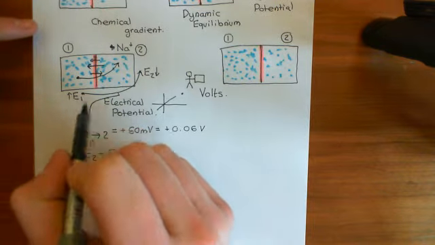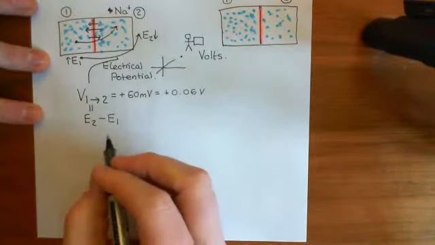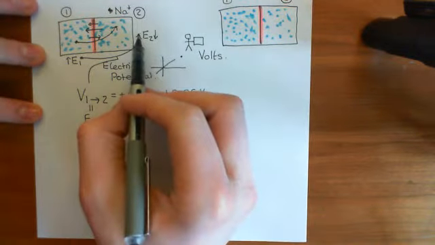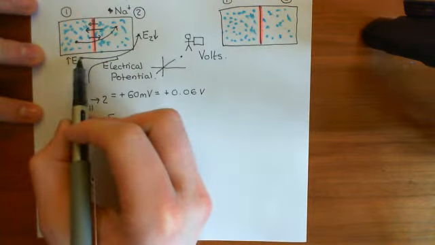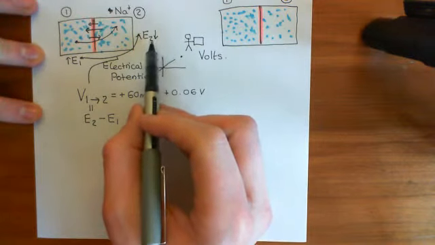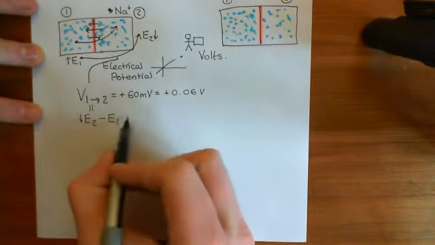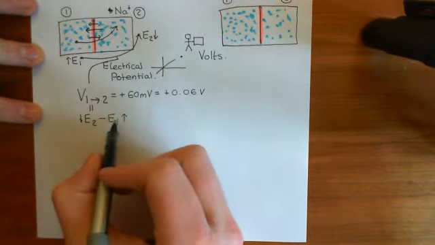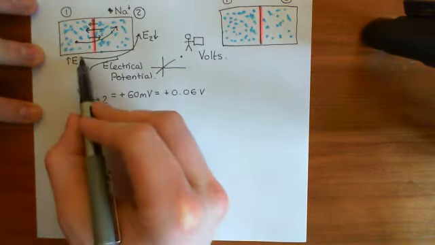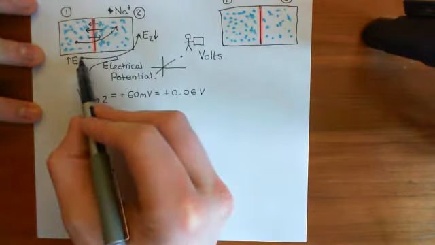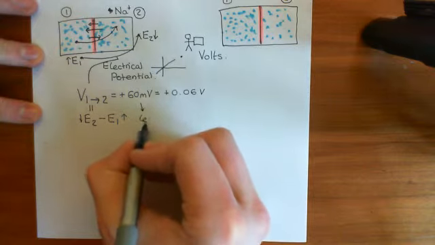What effect will this have on the electrical potential difference across the cell membrane? Well, okay, originally the electrical potential of compartment 2 was 60 millivolts higher than the electrical potential of compartment 1, but now the electrical potential of compartment 2 is coming down, and the electrical potential of compartment 1 is going up to meet it. Okay, so the difference between them is going to get less, basically. So the amount you're going to have to move up when you go from compartment 1 to compartment 2 is going to reduce. So this number is going to become less positive.